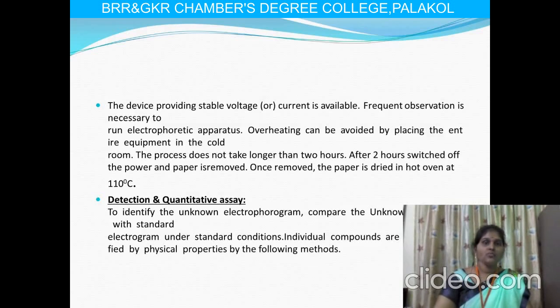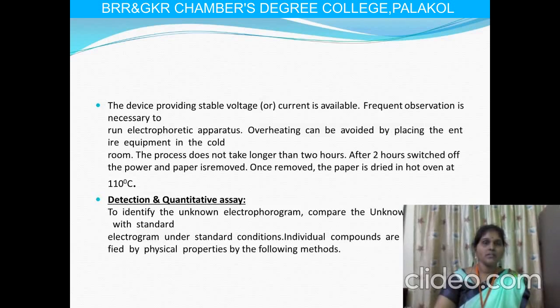Then we have to give the current or the voltage. Frequent observation is necessary. If it reaches high temperatures, the paper is going to char. Charring means the paper will turn to ash. So for this we have to keep the complete equipment in an AC condition, so it reduces the temperature by cooling the instrument.